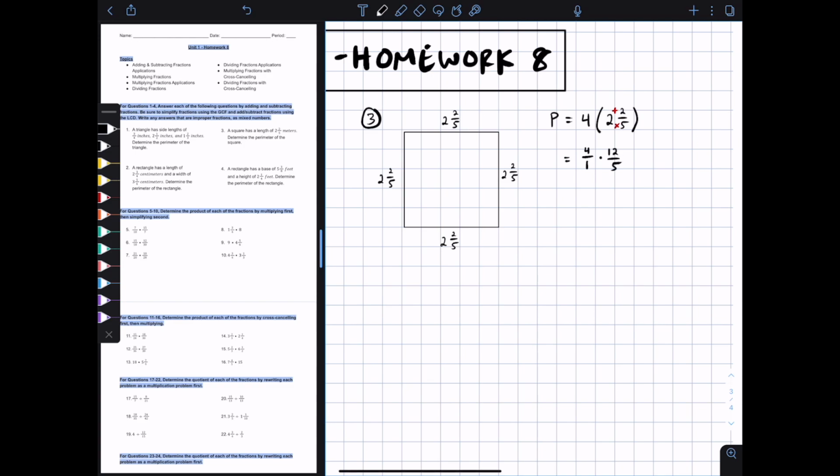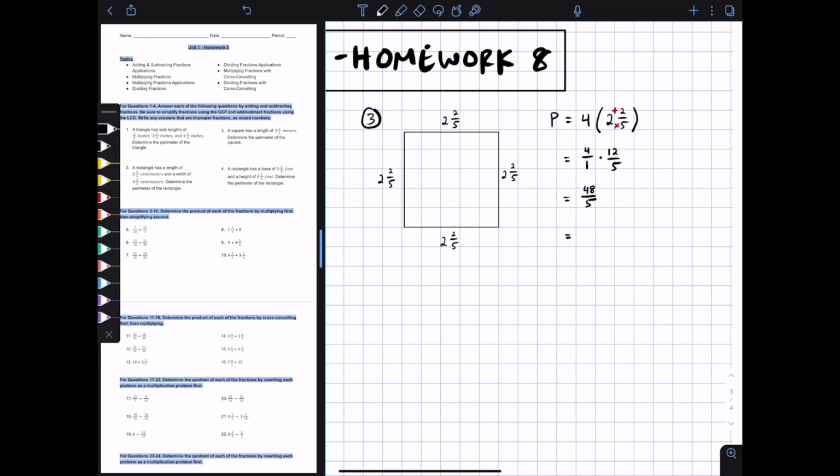Unfortunately, we can't do any cross-canceling here. 4 and 1, 4 and 5, 12 and 1, 12 and 5, they have nothing in common. So 4 times 12 is going to be 48 on top, and then 5 on bottom. 1 times 5 is 5.